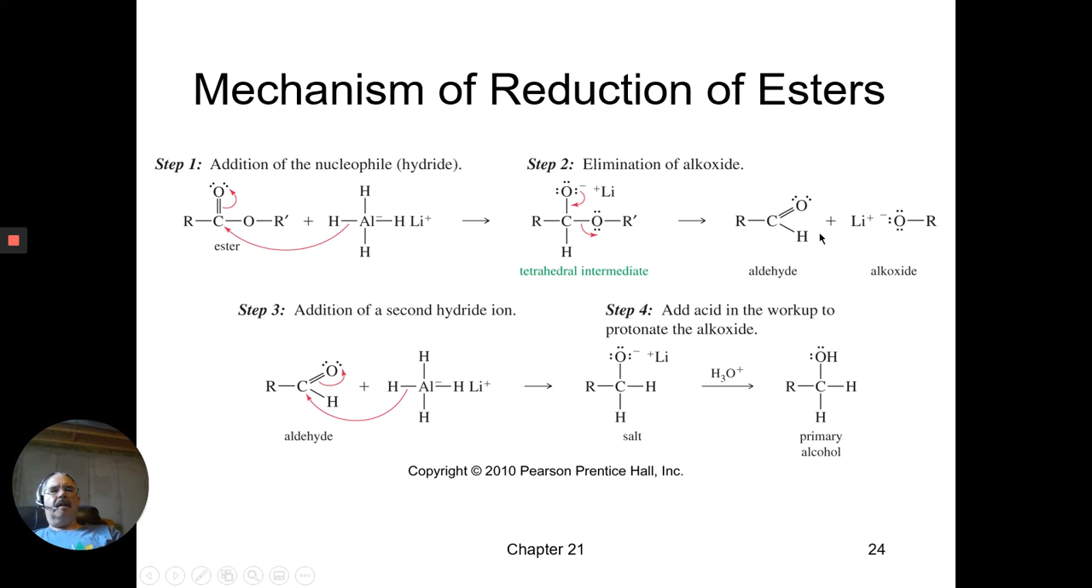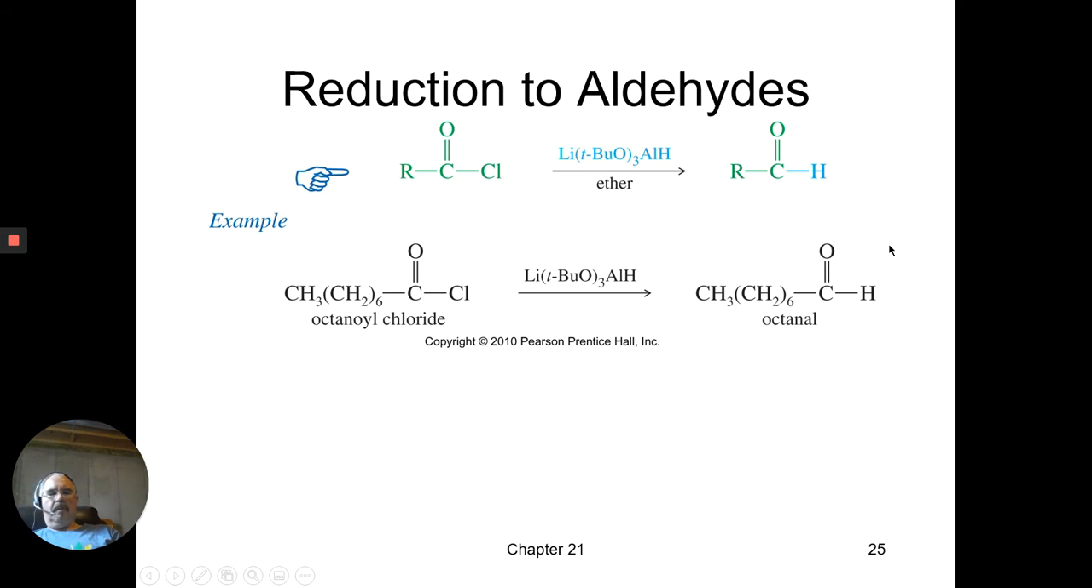The resulting aldehyde, though, is further reduced by lithium aluminum hydride. So here, hydride is replacing the OR group. A second hydride then attacks. This is a nucleophilic addition reaction. This forms a lithium salt, and when you add dilute acid, you'll get a primary alcohol. Right, so when we reduce an ester, the alcohol will always be primary. You'll have another alcohol, of course, produced, whatever was present here with the alkoxide.